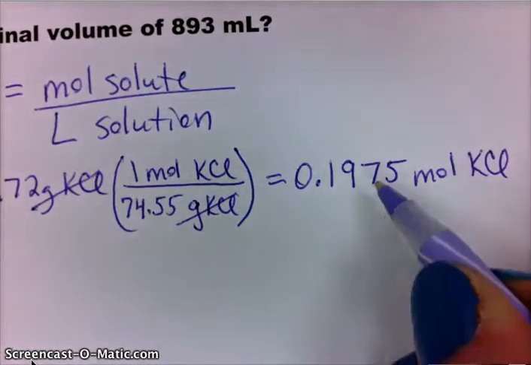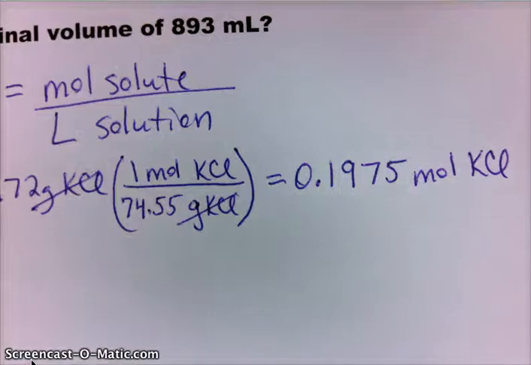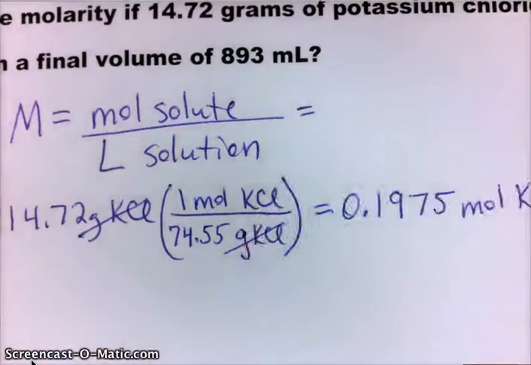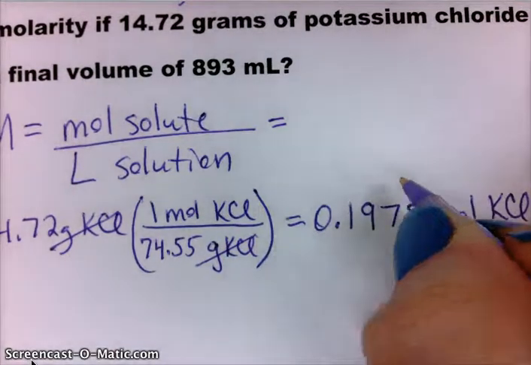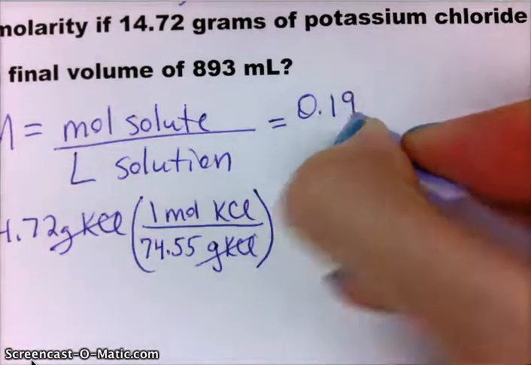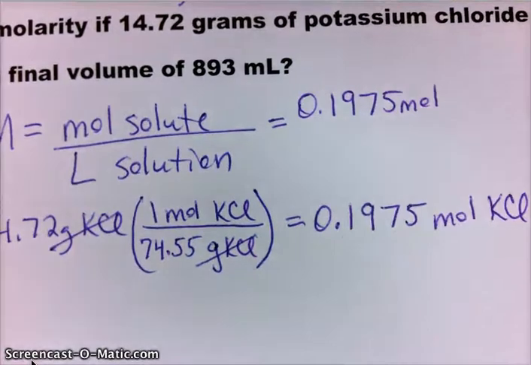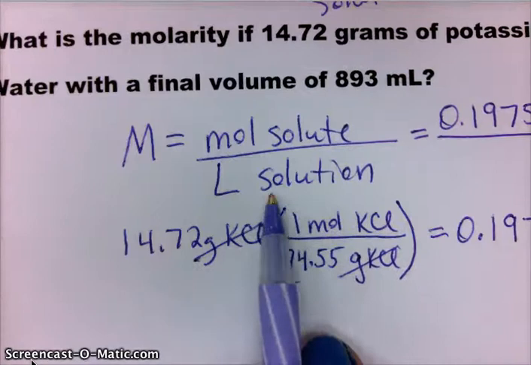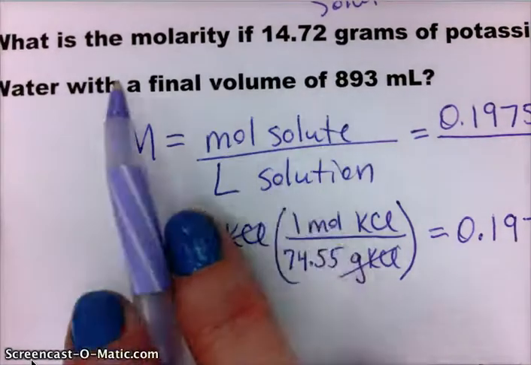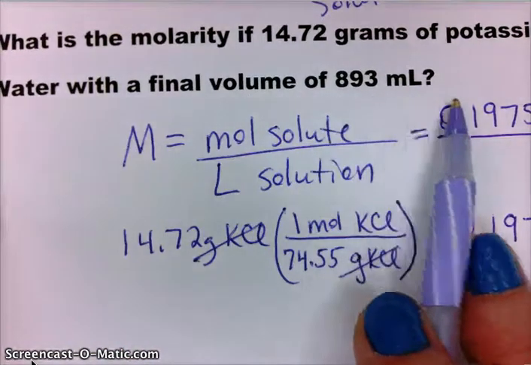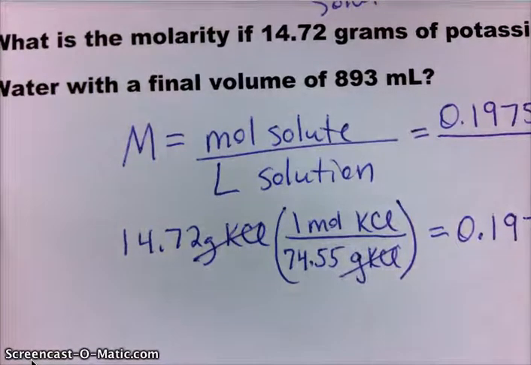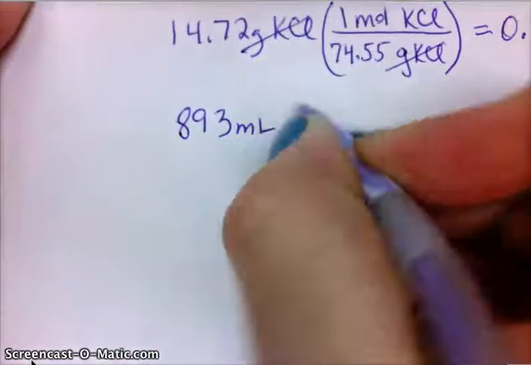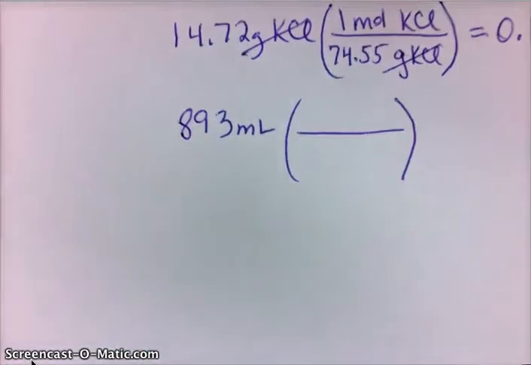That number can now go into my equation for molarity, which is the capital M. So my moles of solute, I just figured out, is 0.1975 moles. Now I need liters of solution. Well, we were given our final volume of the solution is 893 milliliters. However, I need liters. So I need to convert 893 milliliters to liters.